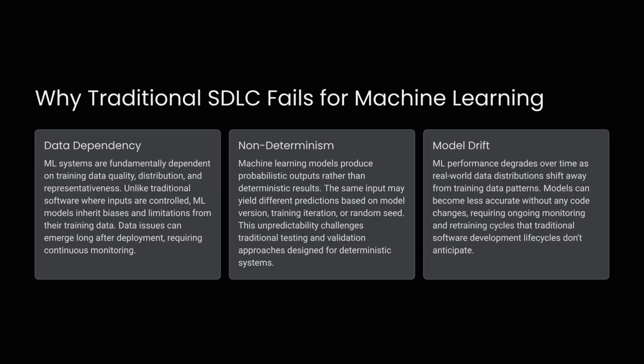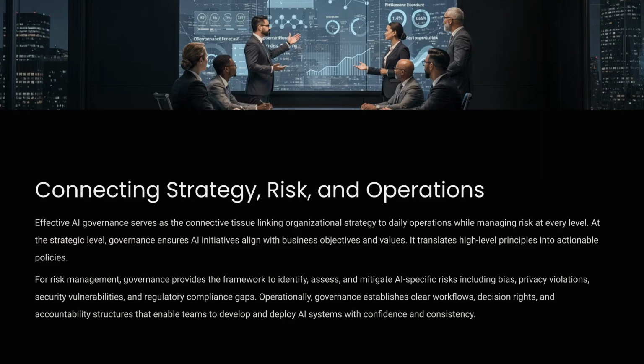Traditional software development lifecycles fail for machine learning due to data dependency, non-determinism, and model drift. These unique challenges require continuous monitoring and specialized governance. Effective AI governance connects strategy, risk, and operations. It translates high-level principles into actionable policies and establishes clear workflows for deployment, ensuring accountability and consistency.